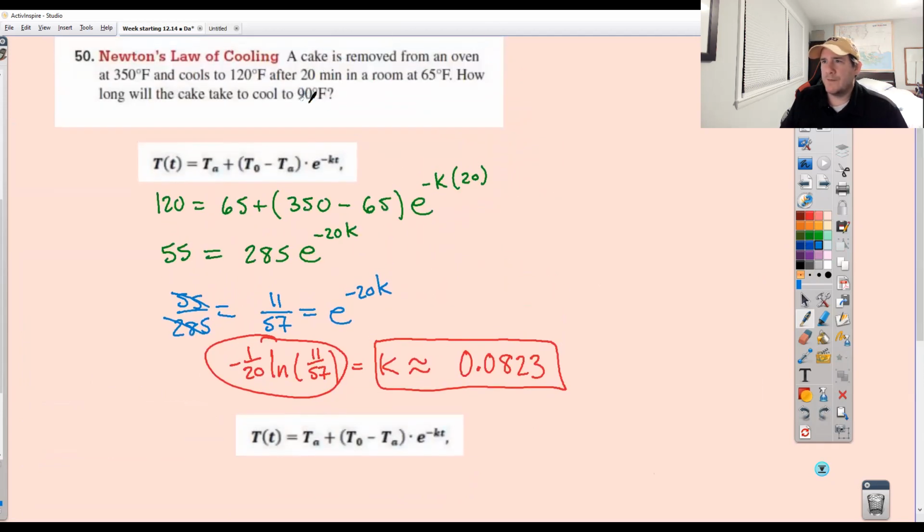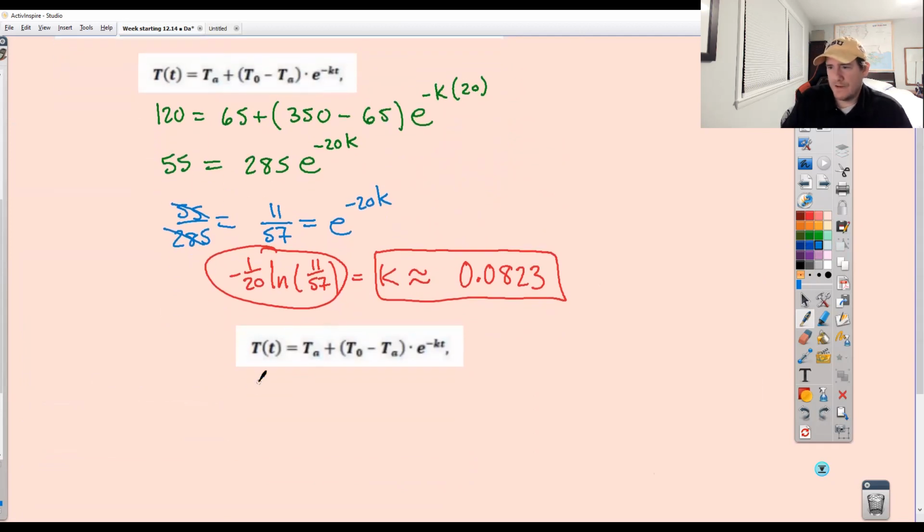We want to find the time associated with a temperature of 90 degrees, so plug in 90. 90, bonk. It equals the ambient temperature, which is 65, bonk. Plus the difference of the temperatures, which we already calculated to be 285. So just use that right away. Then you've got e to the negative k. Again, the negative signs will be canceling for us. So you get 1/20th ln of 11/57 times t.